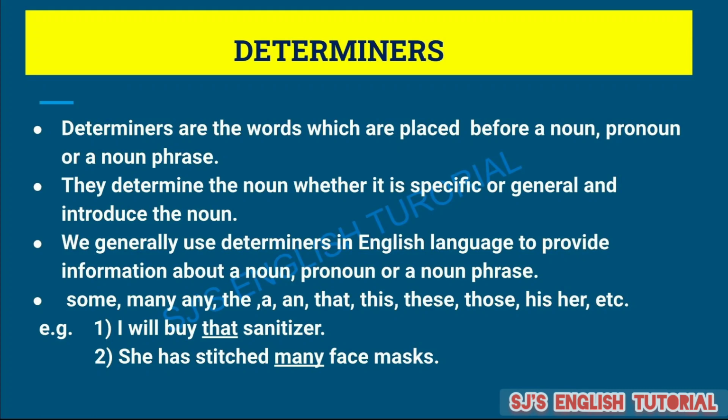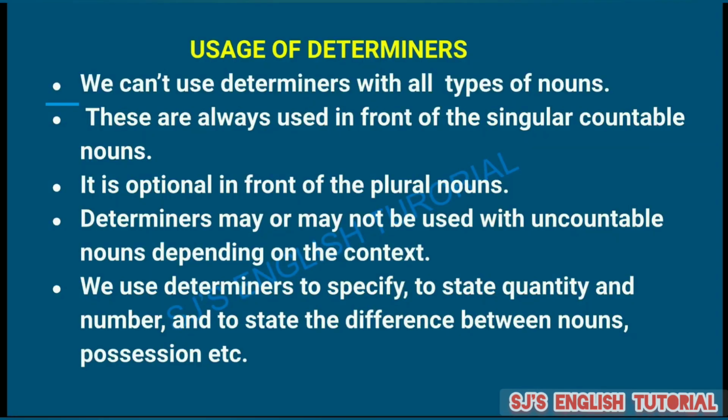Some, many, any, the, a, an, that, this, these, those, his, her, etc. are called determiners. See the example here. I will buy that sanitizer. That is a determiner. She has stitched many face masks. Many is a determiner.